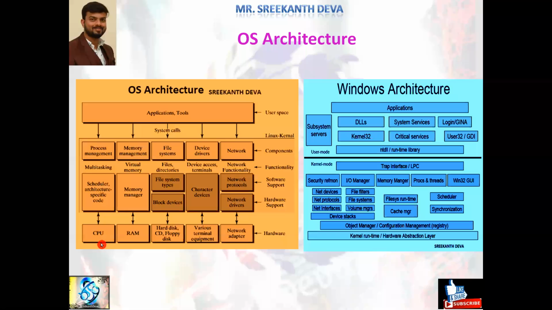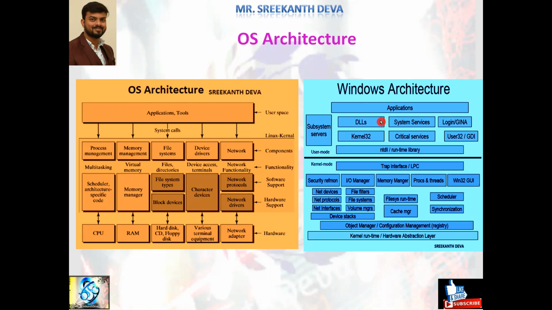It consists of the CPU, central processing unit. I explained in the previous session regarding CPUs, types of CPUs, and different generations of CPUs. Then RAM, main memory, random access memory, and several hard disks, CD, floppy disk drives, various disks, various terminal equipment, and network adapters. These are all hardware. So this is the basic operating system architecture, consisting of user space and kernel space in the Linux environment.